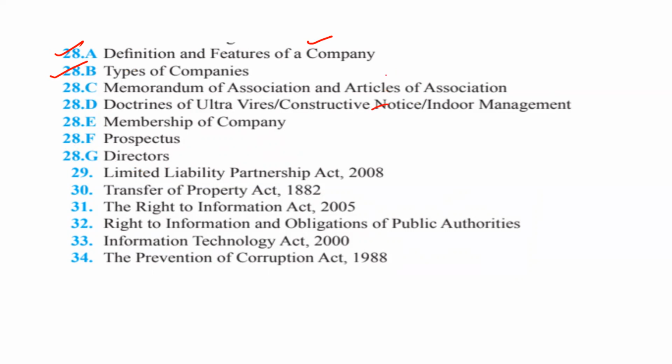In the examination, they will definitely ask one question. Sometimes they will ask what is the basic difference between the memorandum of association and the articles of association.